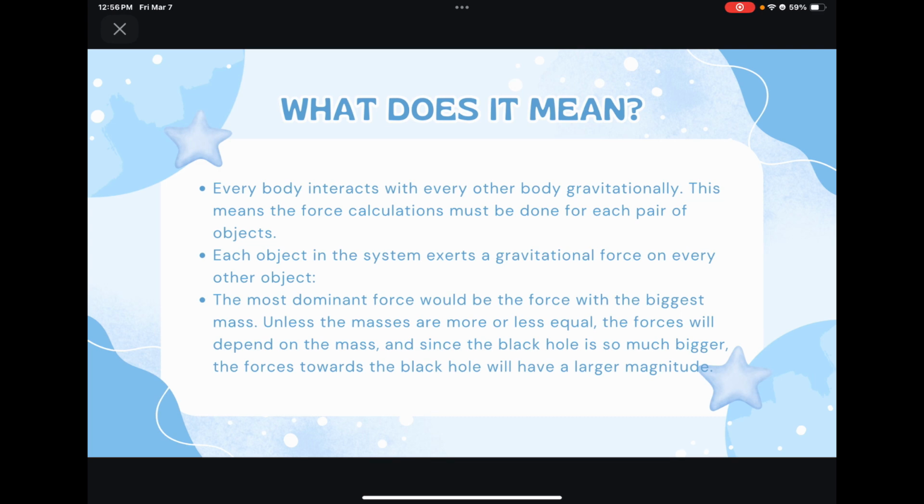Each object exerts a gravitational force on every other object, and the most dominant force would be the force with the biggest mass. Unless the masses are more or less equal, the forces will depend on the mass, and since the mass of the black hole is so much bigger than everything else, the forces towards the black hole will have a larger magnitude unless there's another object in the system that has a similar mass to the black hole.